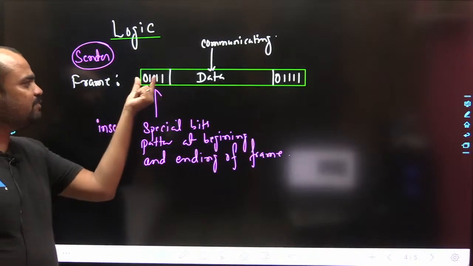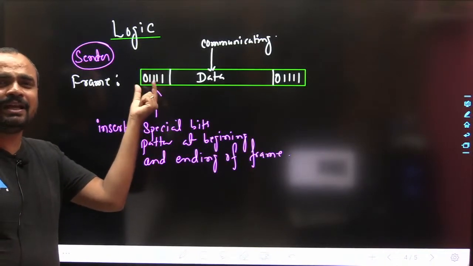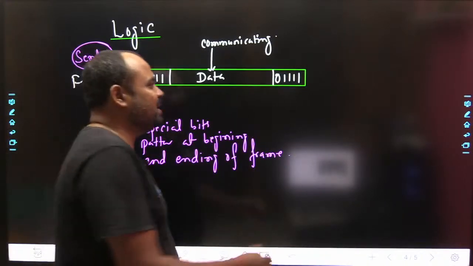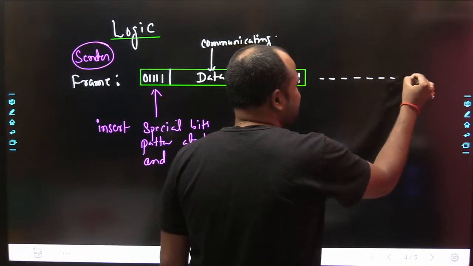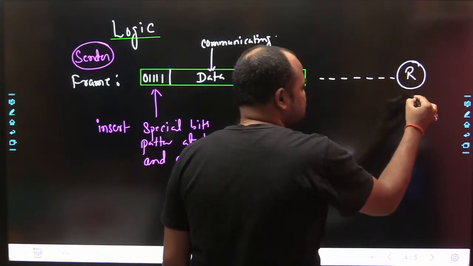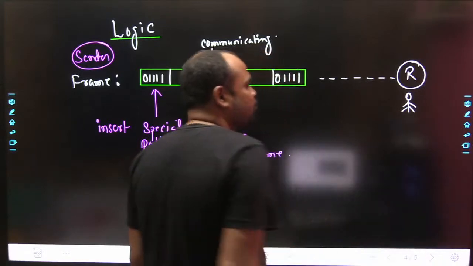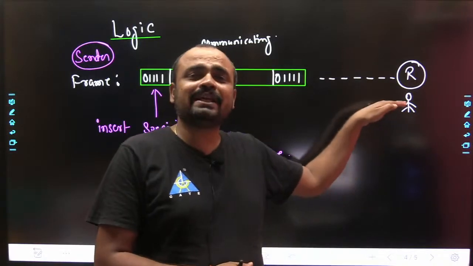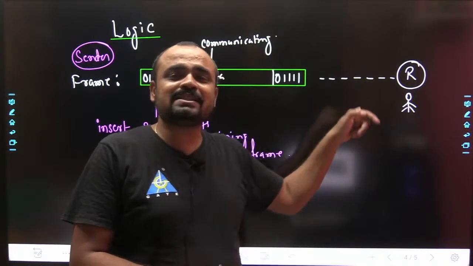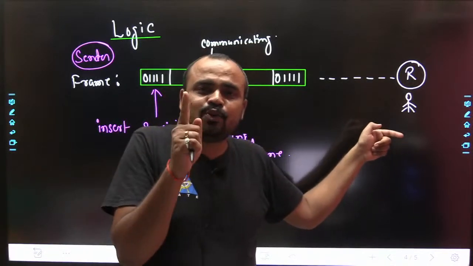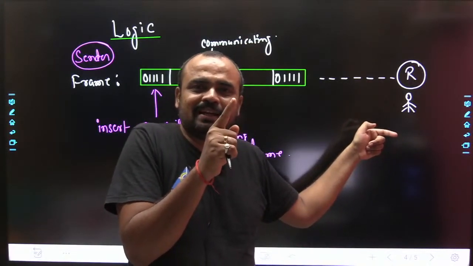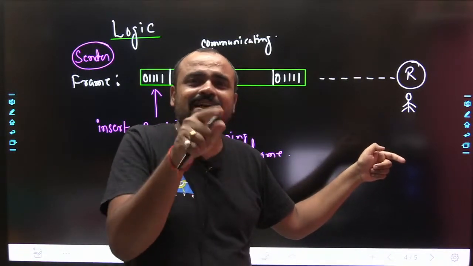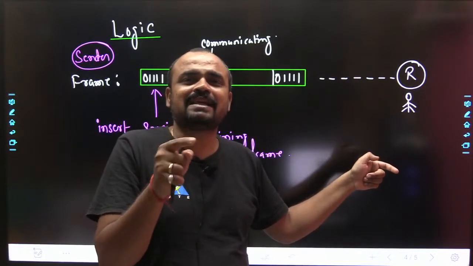So with the help of 0 and 1, we have just created a special bit pattern and we have inserted it at the beginning and ending of the frame. Now whenever this frame goes to the receiving end, what will the person sitting at the receiving end think? He will always expect 0 followed by 4 ones, and whatever bits come in between, he will consider as data.